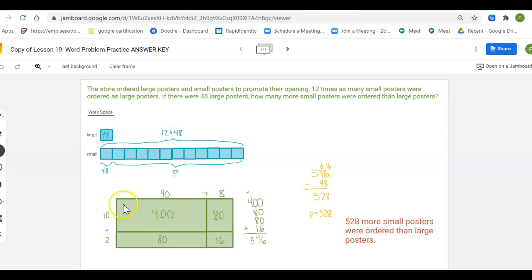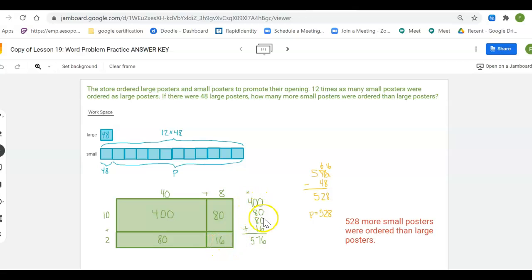So 12 times 48, I've come down here. I've decomposed the 12 to be 10 and 2. Decomposed the 48 to be 40 and 8. All right, so these numbers have been decomposed. So right here, we have 40 times 10 is 400. And over here, we have 8 times 10 is 80. And down here in this rectangle, 40 times 2 is 80. And in this rectangle, 8 times 2 is 16.